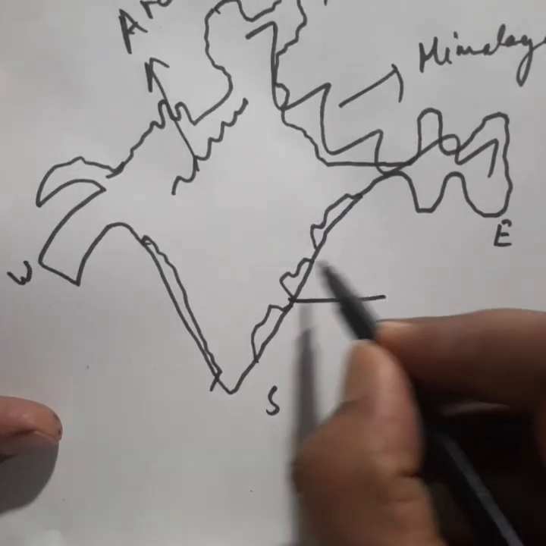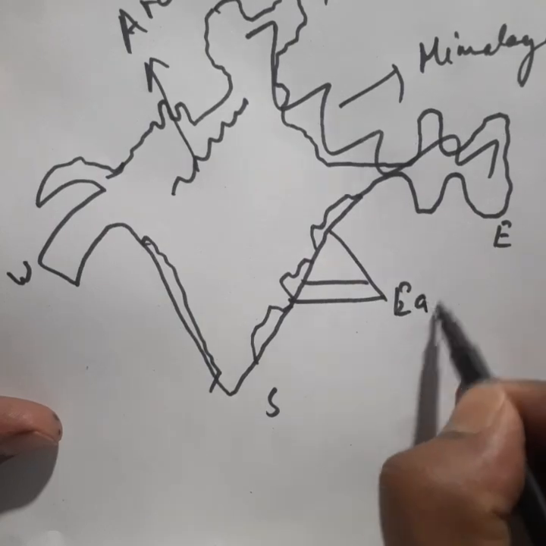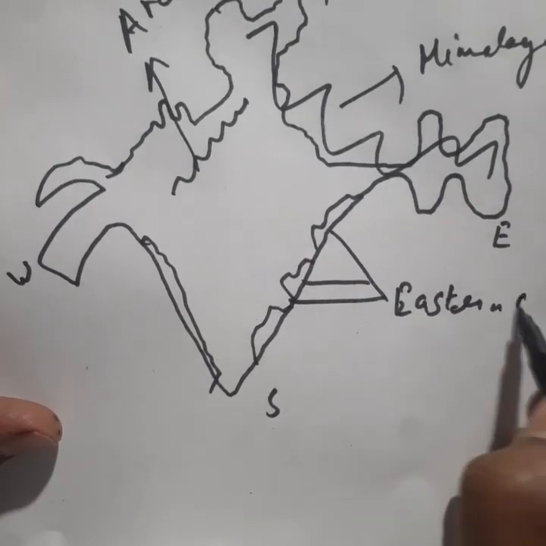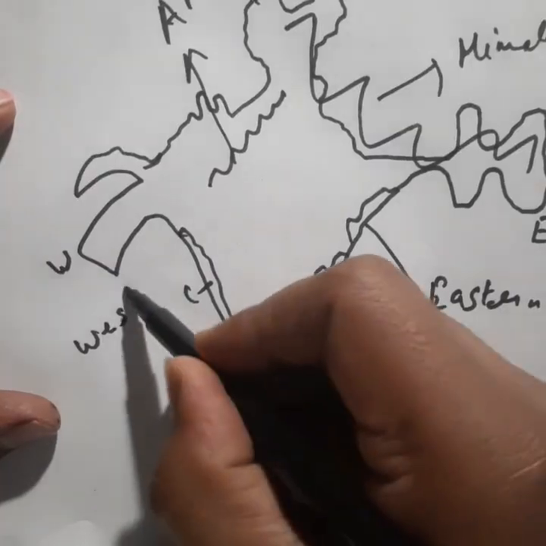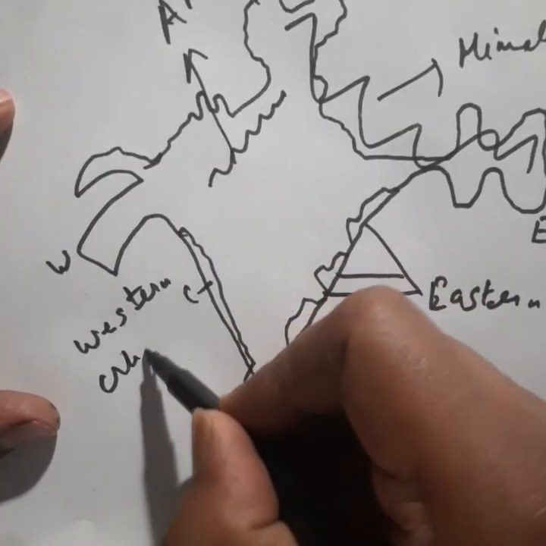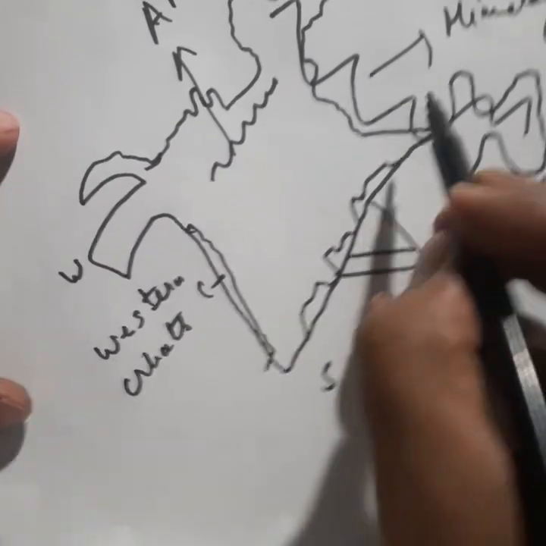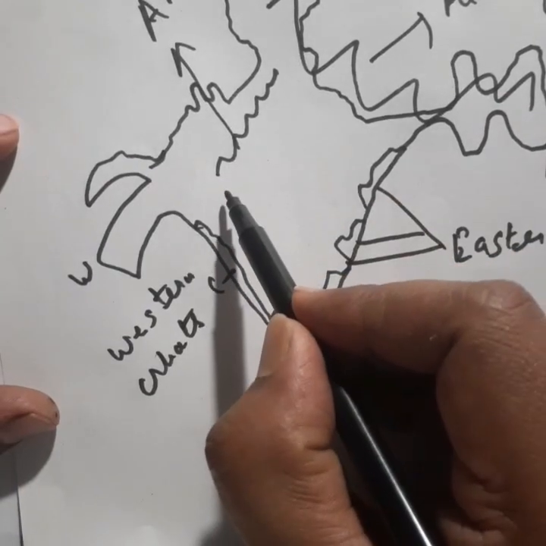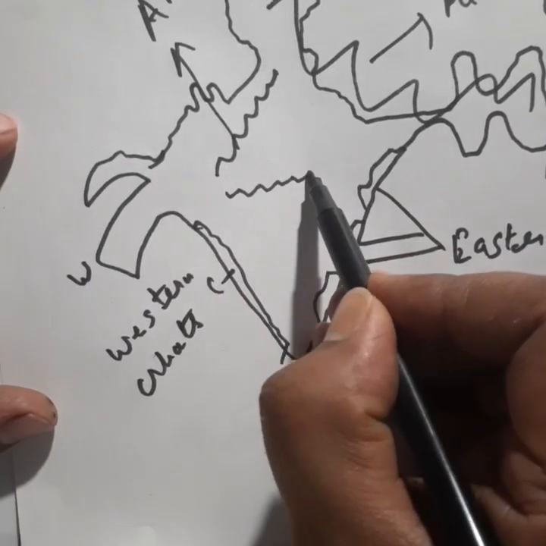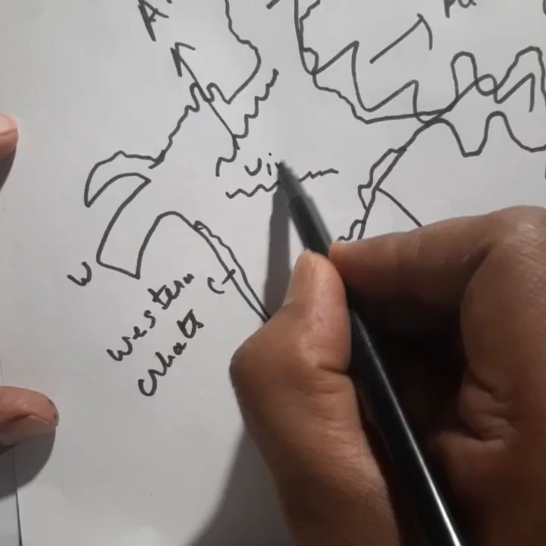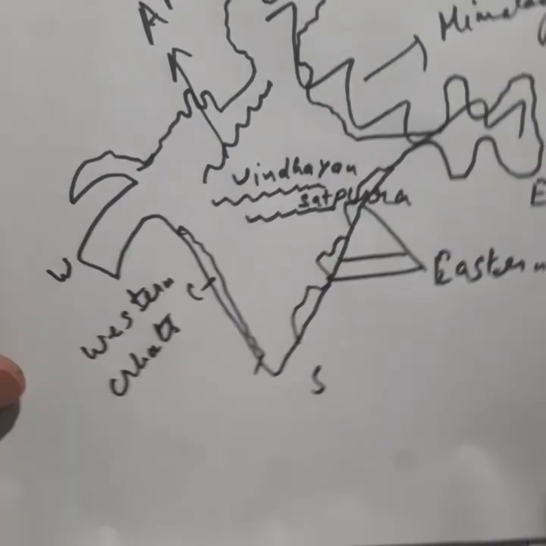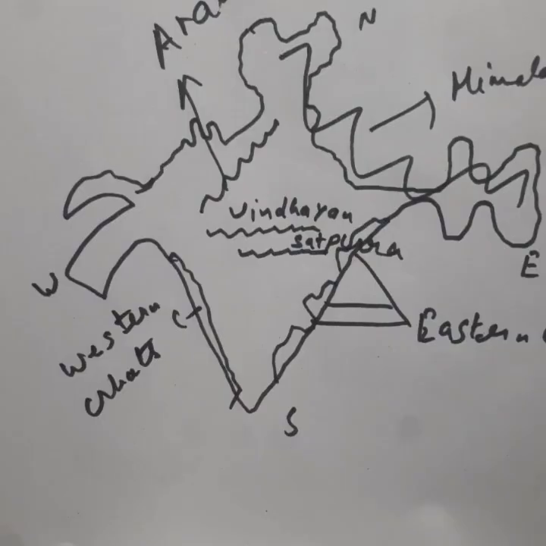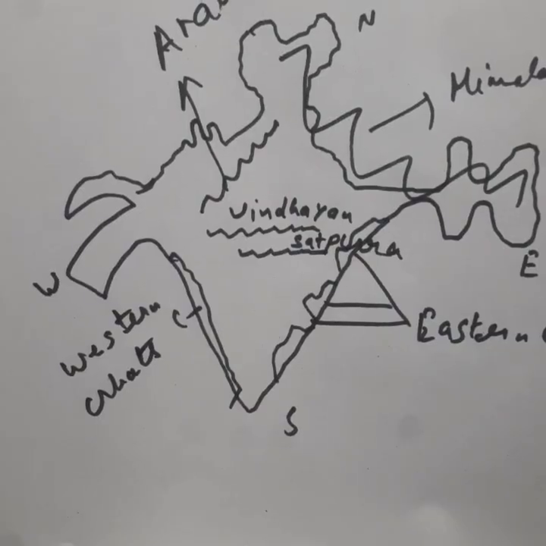These are the Eastern Ghats, divided into 2 parts. This is the Western Ghats, right? And here below the Aravalli mountain ranges, we also have the Vindhyan mountain ranges, Vindhyan. So like this, you can try to point out different places or different features on the political map of India. Thank you.